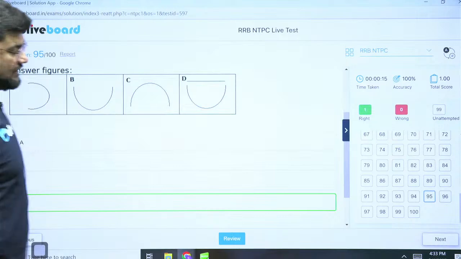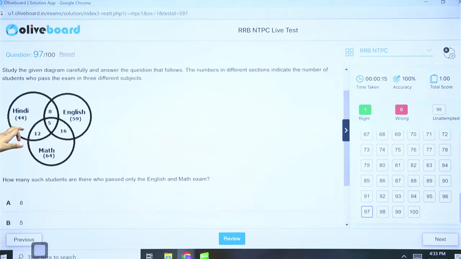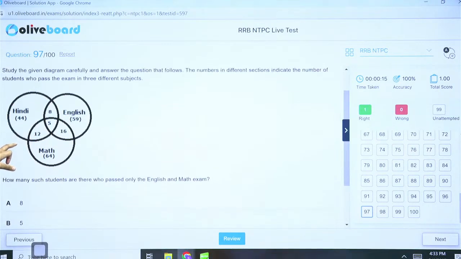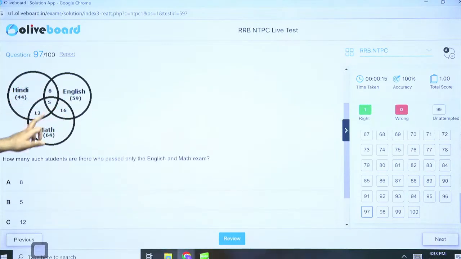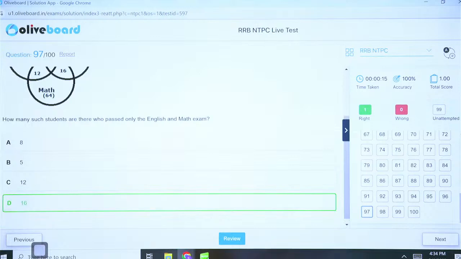Next, 97. Very easy questions, guys. Not difficult at all. These are the diagrams, the Venn diagram given for passing in 3 different subjects: Hindi, English and Math. Everything is labeled. These 3 are passing in all the 3. They are only passing in Hindi, English, only passing in Hindi, Math, only passing in English, Math. The question is, how many such students are there who passed only in English and Math? We have 16 is the answer.